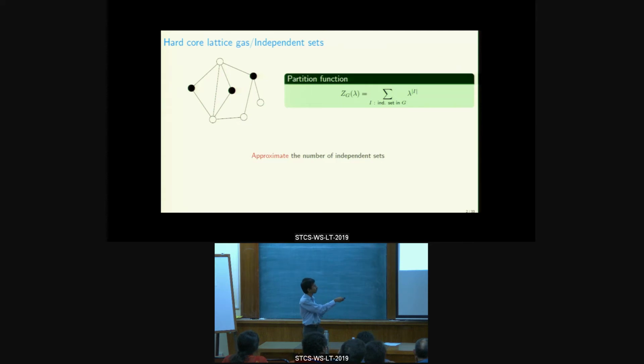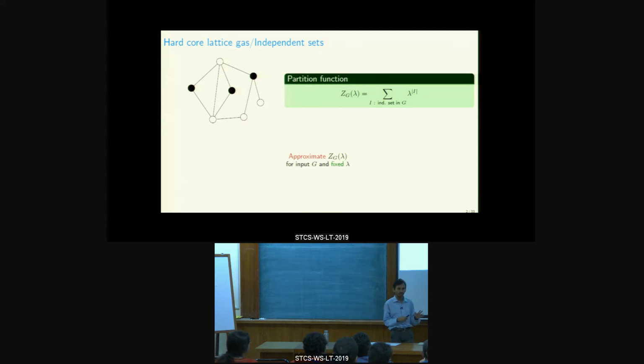And so one question that one could ask about this model, just from its combinatorial structure, is to count the number of possible configurations. How many allowed configurations are there? This is just given by the graph. It does not depend upon lambda. That's the question of approximating the number of independent sets in a graph. And a general version of that would be that you're also given a lambda, and you're given the graph as an input, and you want to approximate this partition function.